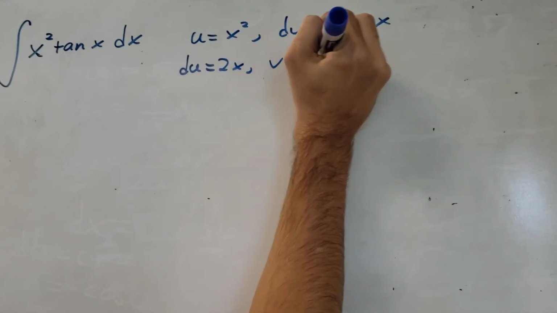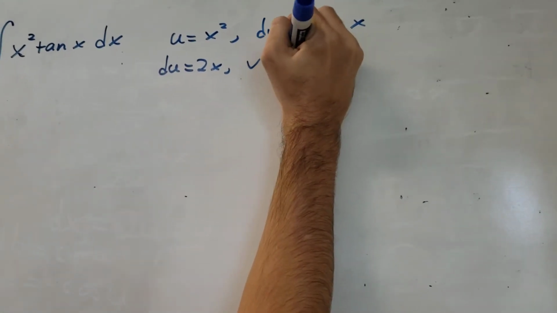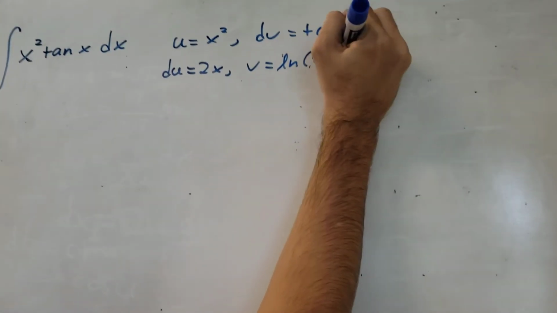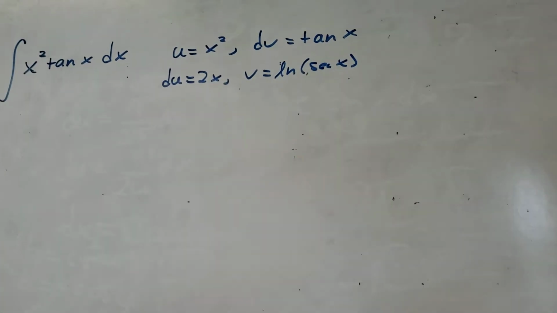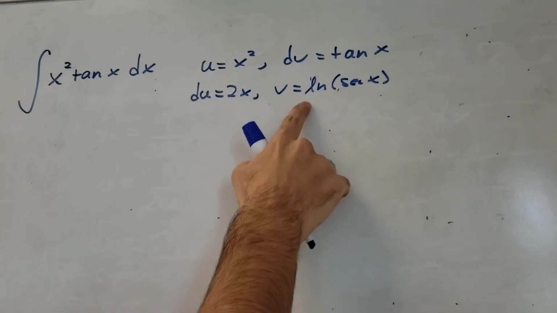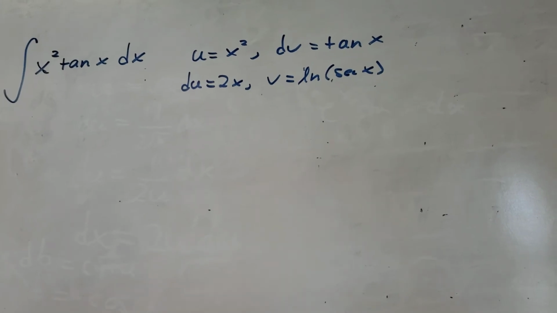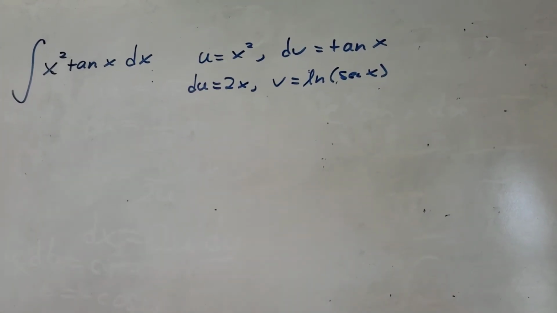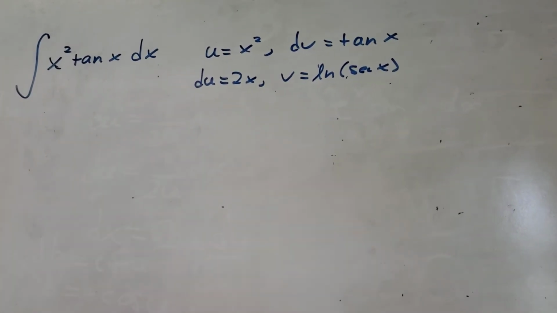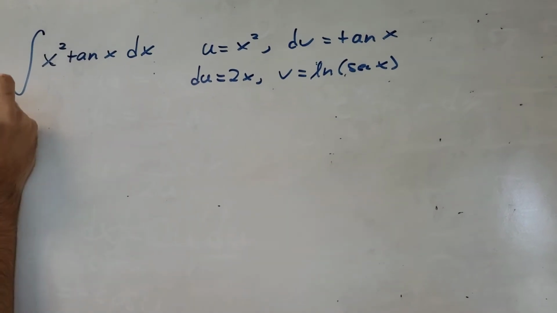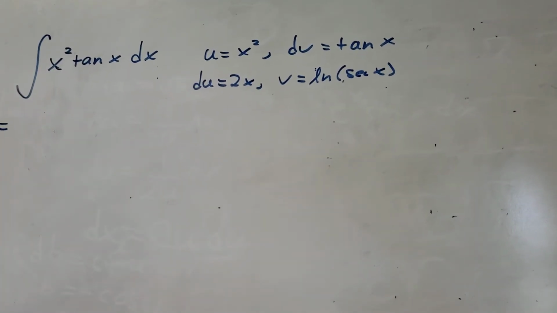The integral of tangent x is the natural log of the secant of x. There's another form of it, negative natural log of cosine x, which is also okay, but I like this one because it gets rid of the negative. So anyway, let's try to integrate this guy.